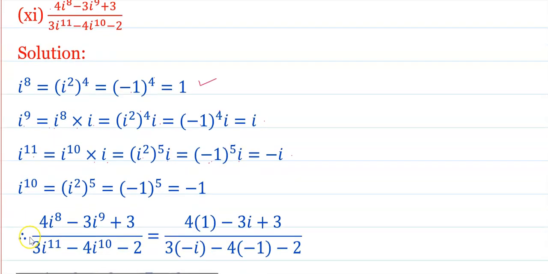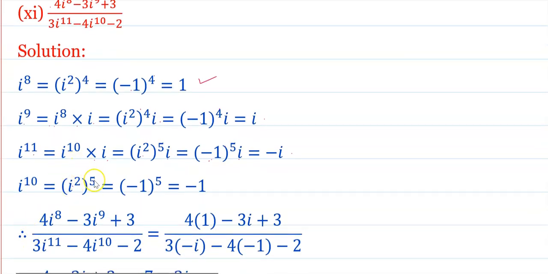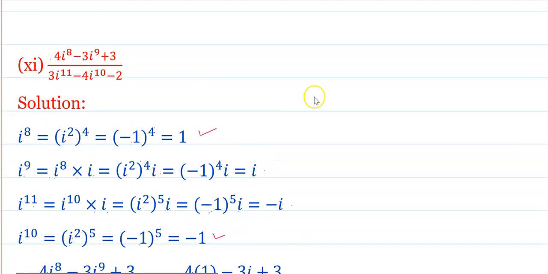i raised to 10 means what? i square and bracket raised to 5. i square means what? Minus 1. It's a bracket raised to 5. And overall you are getting minus 1. Or you may write it in the form, i raised to 4m, that is equal to 1.